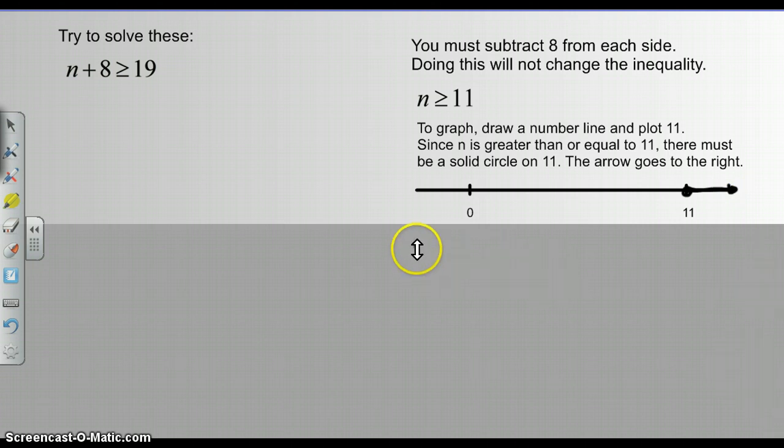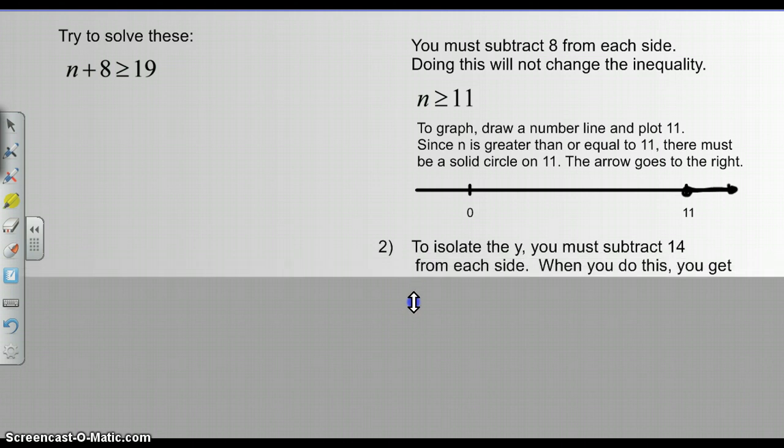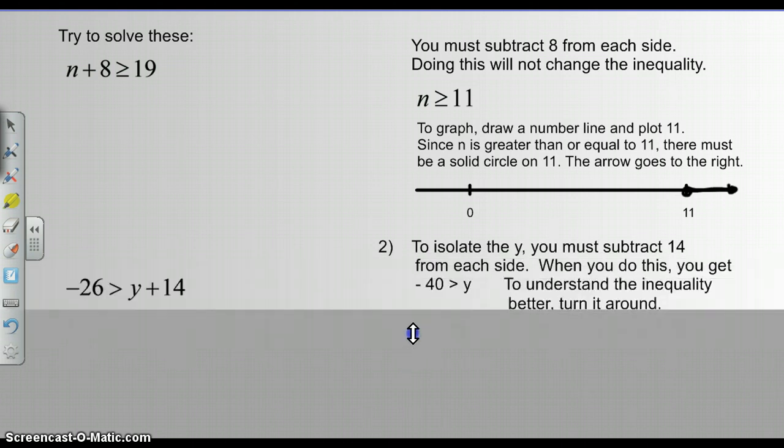Okay, so let's continue with the next example. Now we have negative 26 is greater than y plus 14. To solve this one, you need to subtract 14 from both sides. And when you do this, you get negative 40 is greater than y. You see that sign didn't change. It's still greater than, right?